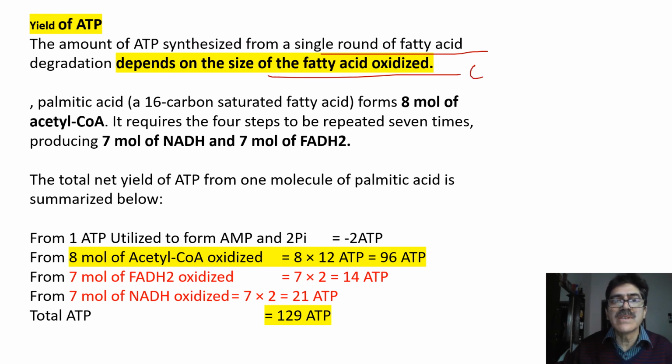For example, we started with palmitic acid. It has 16 carbon atoms, saturated fatty acid. It will undergo 8 cycles, so it will remove 8 acetyl coenzyme A molecules, repeating it 7 times. So it will carry out 7 times. 7 into 2 means 14. So 8 molecules of acetyl coenzyme A are released. So accordingly we get 7 moles of NADH, 7 moles of FADH2.